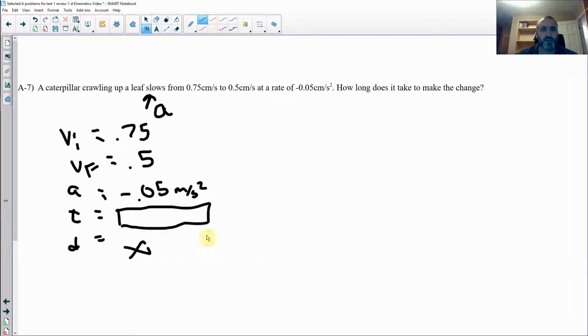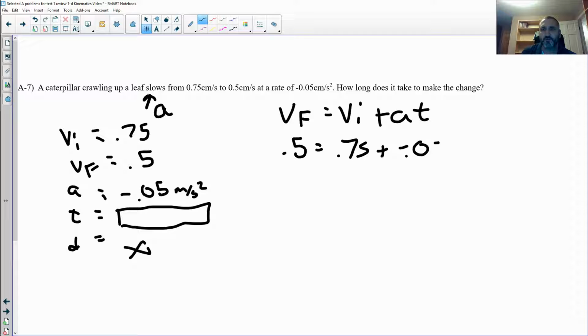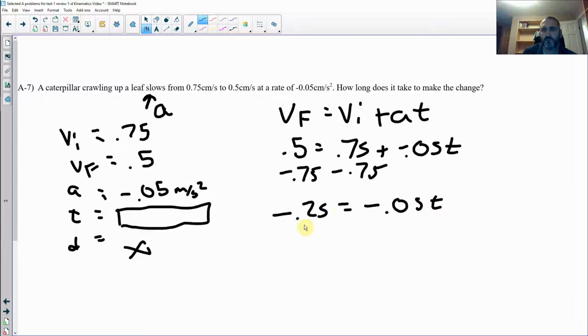The displacement doesn't matter to us, so we need to use the equation that's got a VF, a VI, and an A and T, which is VF equals VI plus AT. So the final velocity is going to be 0.5 equals 0.75 plus negative 0.05 t, and we're going to have to subtract 0.75 from both sides. So we'll end up with negative 0.25 equals negative 0.05 t. And we're going to have to divide both sides, in order to isolate t, by negative 0.05.